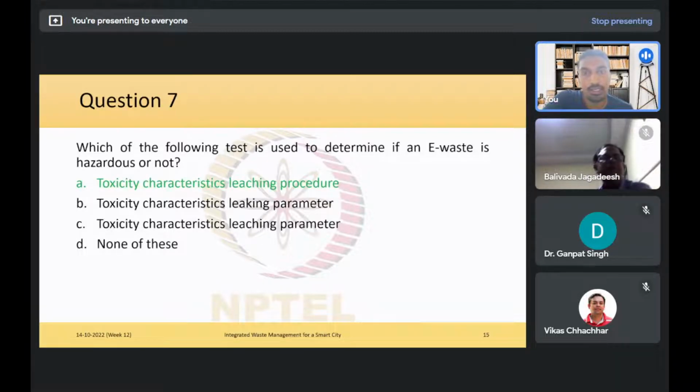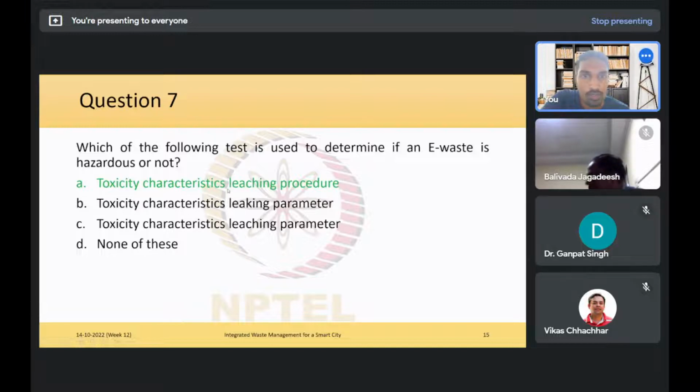Toxicity characteristics leaching procedure is the test that we use to determine if an e-waste is hazardous or not. Right. So we have looked at the TCLP test multiple times throughout the course, right? But we have been saying it as TCLP, so we might have forgotten what it stands for, right? So the expansion of it is toxicity characteristics leaching procedure, right? So as the name suggests, this is a test for the toxicity characteristic of the waste, right? So we want to determine whether it is hazardous or not. So how do we do that?